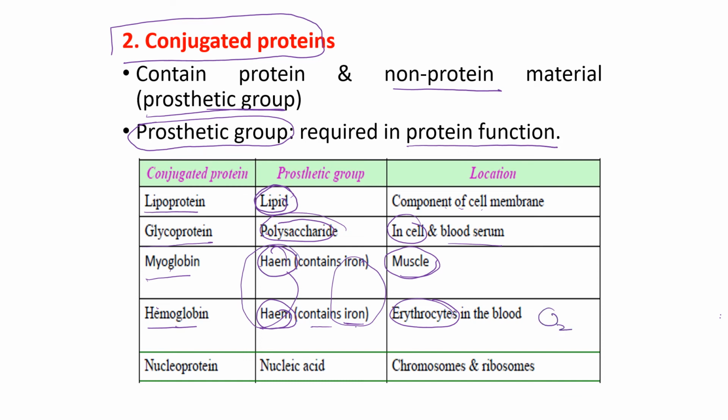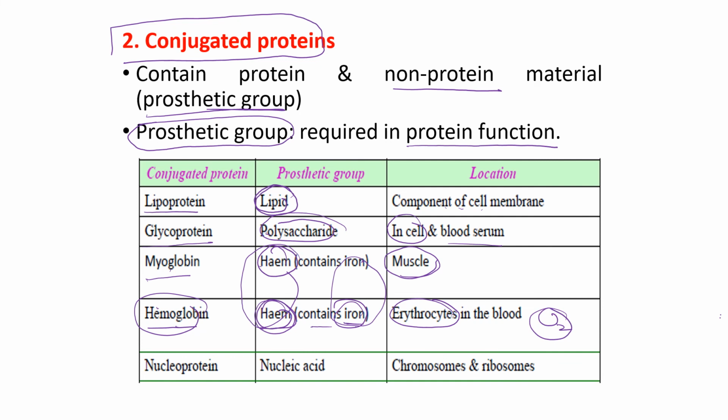So hemoglobin without a heme group or iron is not functional, as it cannot bind to oxygen. So hemoglobin has to have a heme group that has iron to bind to oxygen, to carry oxygen molecules.